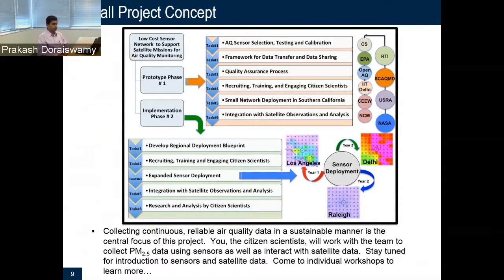Further, we will also inform you about individual workshops that are being planned in each of these regions to have more interactive sessions on using these sensors, as well as applying the satellite data to examine scientific questions of your own interest.